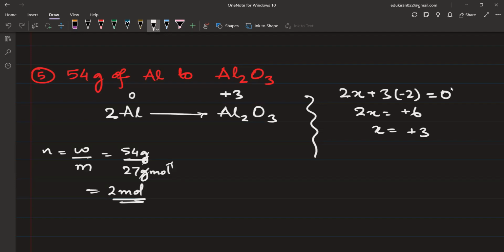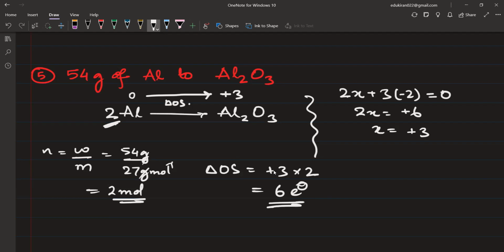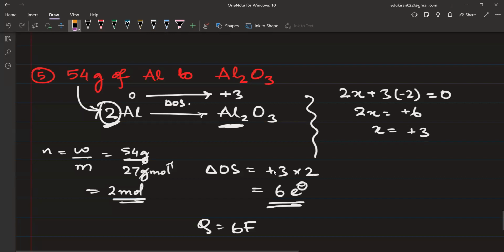Now, to see how many electrons are going to be used, you just look at the delta OS. The delta OS is equal to plus 3, and multiply it by the stoichiometry, 2. This will give you 6 electrons. Write this down. 6 electrons, that means you'll have 6 Faraday. Charge will be 6 Faraday. Please remember this 2 Al is coming from 54 grams, not here. This Al has nothing to do with the Al in the reactant.